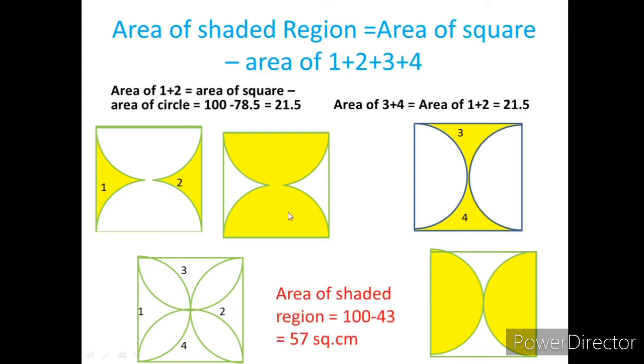Okay. Area of the shaded region is equal to, I have already written the formula here, the area of the square, which is nothing but 10 squared, 100. Thereafter, minus the area of 1 plus 2 plus 3 plus 4. 1 plus 2 is how much? 21.5. 3 plus 4 is how much? 21.5. Therefore 1 plus 2 plus 3 plus 4 is 43. If you subtract 43 from 100, you will get 57 square centimeters, isn't it?